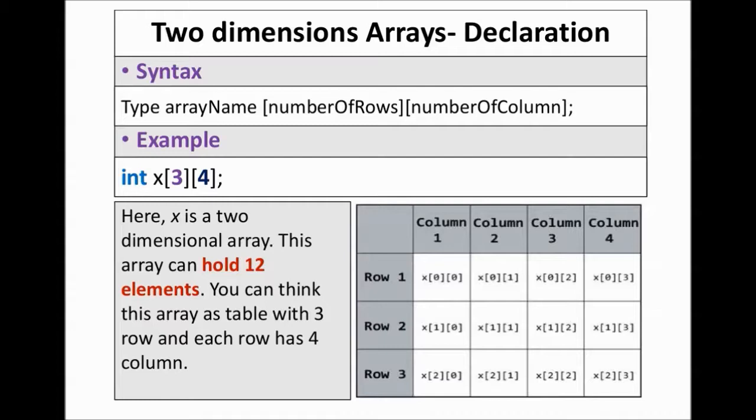The total number of elements can be determined by multiplying the number of rows and columns. It means that the above array contains 12 elements.